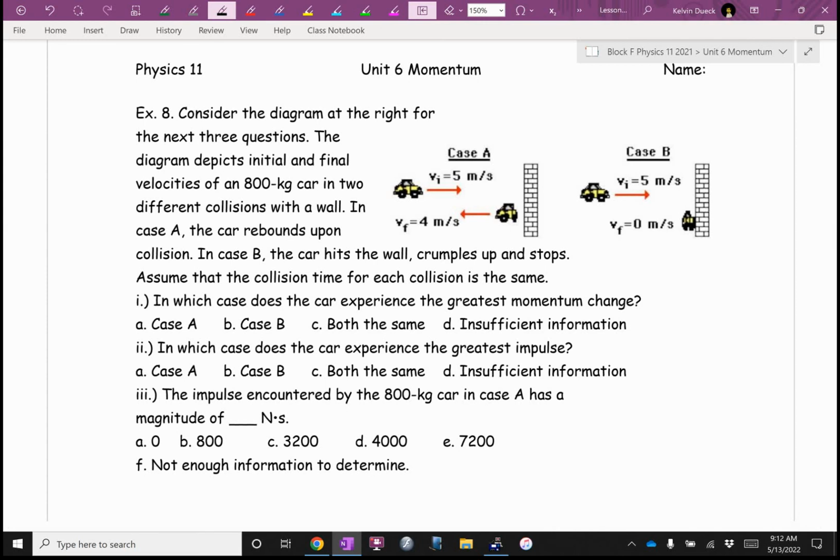Should we vote? Okay, we'll vote. Look at case A, look at case B. In which case does the car experience the biggest momentum change? Who says case A? I got 8. Who says case B? I got 8. Got a pretty even split here so far.